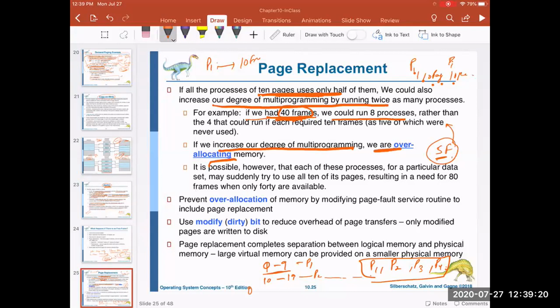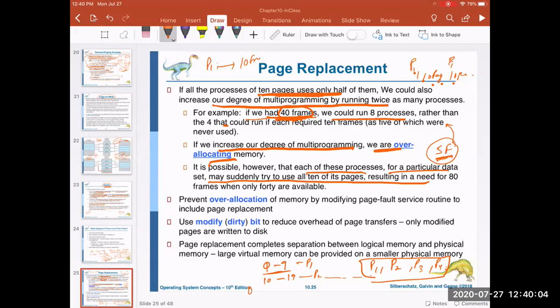So it is possible, however, that each of these processes for particular data may suddenly require all the pages. Let us suppose we give them 50%. Now rather than keeping 4, we keep 8 processes. Each process is given 5 frames. Suppose at one instance, one process requires 10 pages simultaneously. How does that happen? There may be one instruction which requires data spread over all 10 different pages. In that case, demand paging would be problematic.